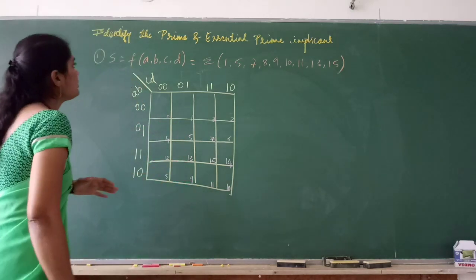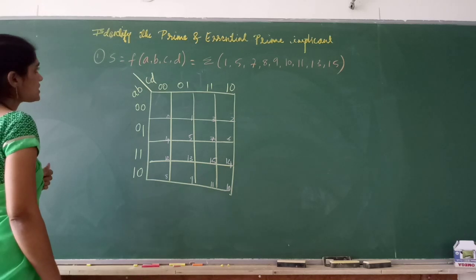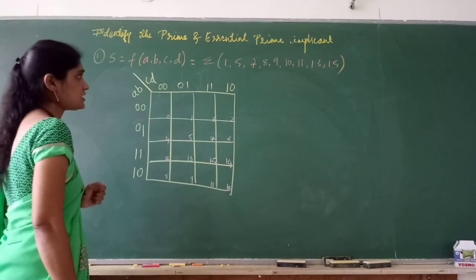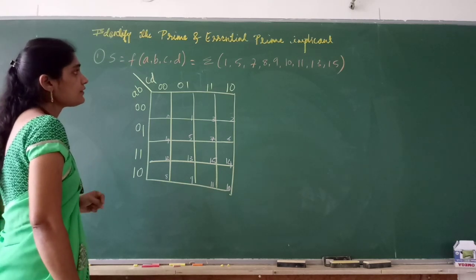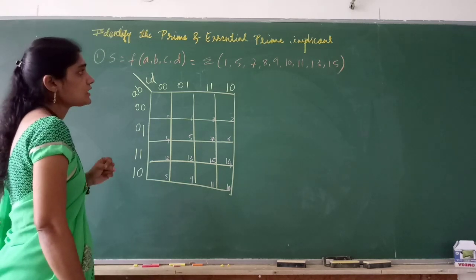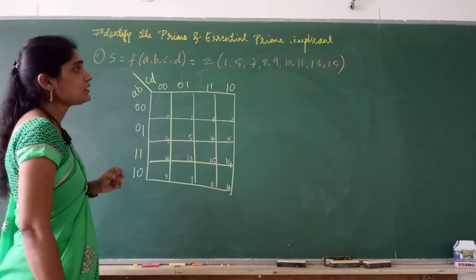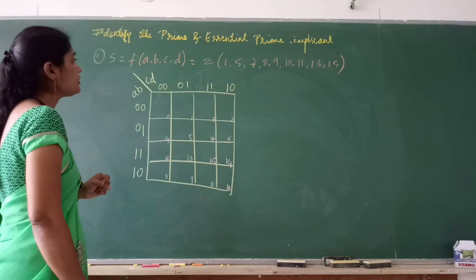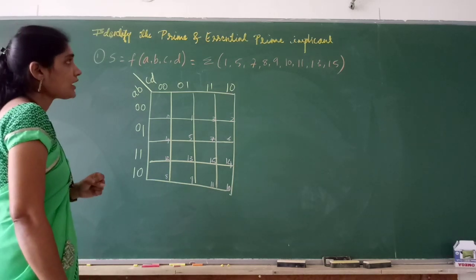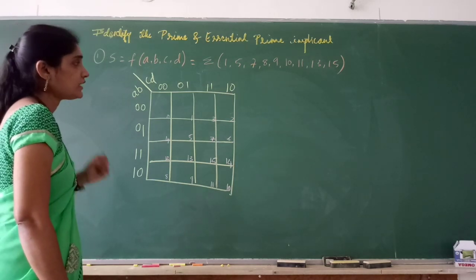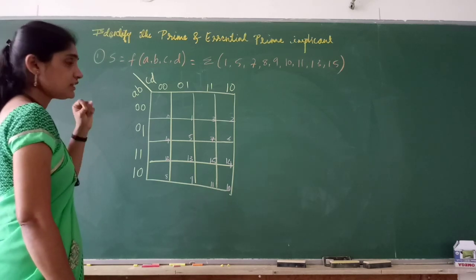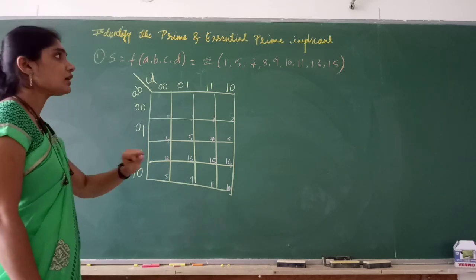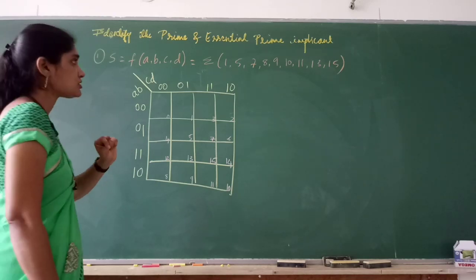Okay. So now here the equation is S equals f of a, b, c, d equals summation 1, 5, 7, 8, 9, 10, 11, 13, 15. What I have to do is list out or identify the prime and essential prime implicants. First, let me identify the essential prime implicants.